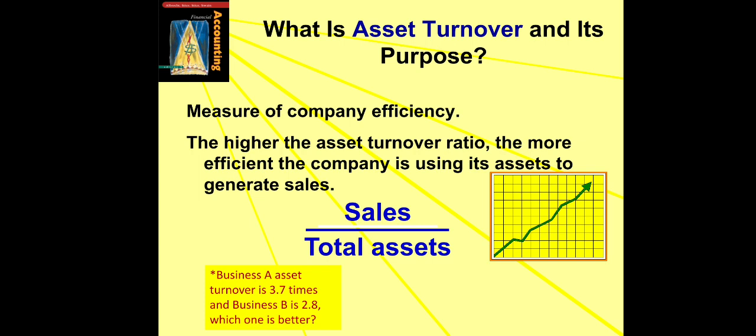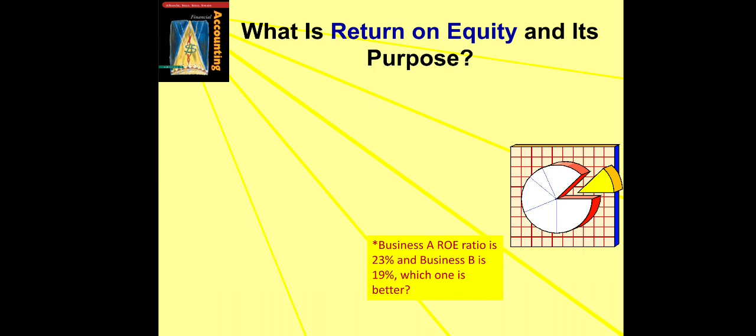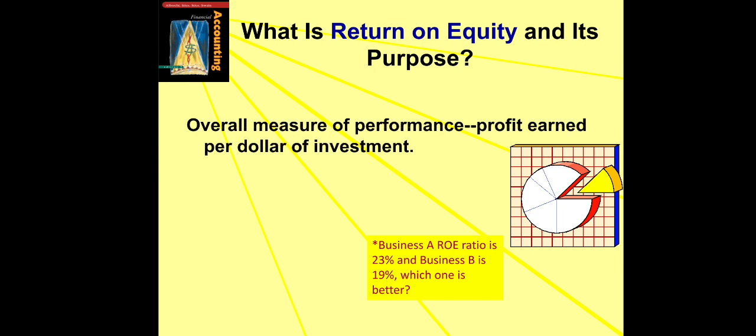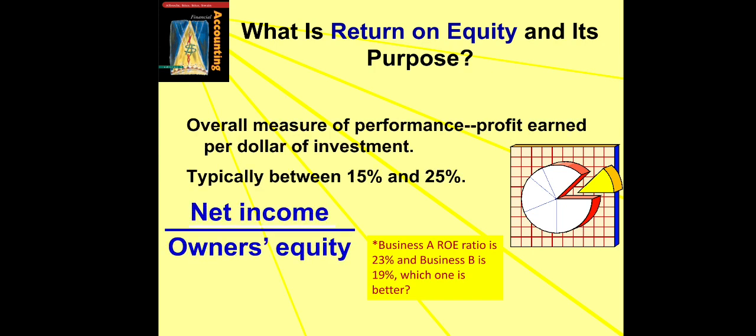Let's see the small yellow box there: business A asset turnover is 3.7 times. Business B is 2.8. Which business is better in terms of efficiency? The answer is business A. For asset turnover ratio, the higher the ratio, the better the business in terms of efficiency. Okay, and then this is, I think, ratio number 5, the fifth ratio that you have to know.